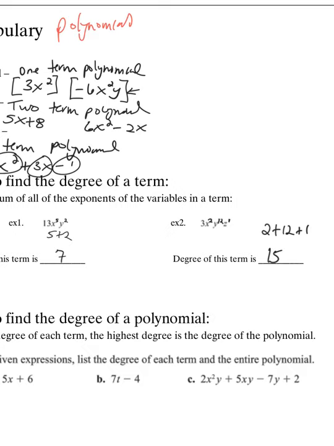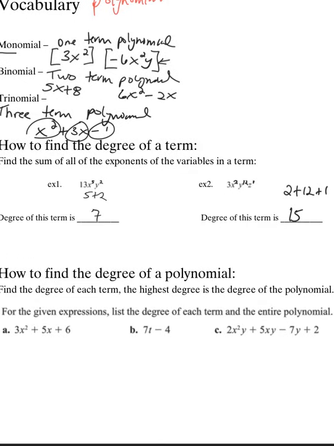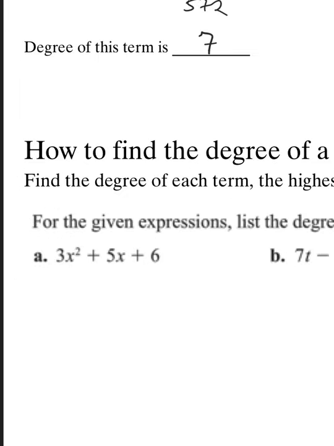Really interesting, right? So you can find the degree of a term, or you can find the degree of a polynomial, which basically means that you're going to find the degree of every term. In this case, the first term has a degree of 2. The second term has a degree of 1, and the third term has a degree of 0. The highest degree is the degree of the entire polynomial. So this polynomial has a degree of 2.